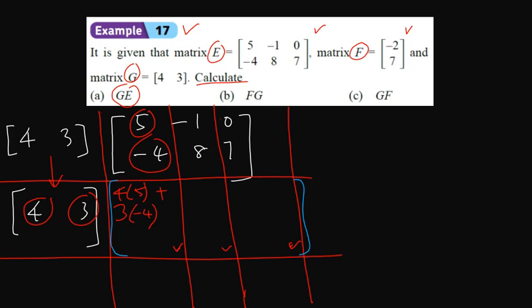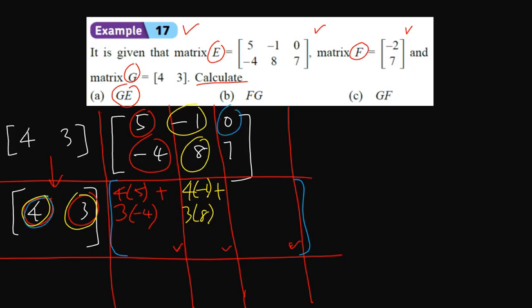Okay, next is 4 times -1 plus 3 times 8. Okay, so next will be 4 times 0 plus 3 times 7. Right? So you have completed the multiplication.